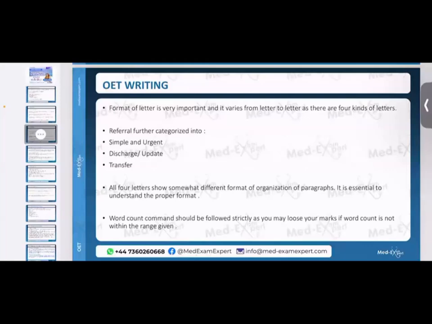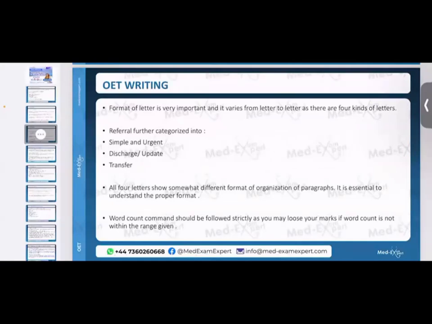We know that there are 4 kinds of OET letters. Referral letters are further subcategorized into simple and urgent, then discharge, update or transfer letter. So you can get any kind of letter in your real exam, and you have to decide which paragraph should be written at the top or which paragraph should be written at the end. So please make sure that you are not going to make that mistake.